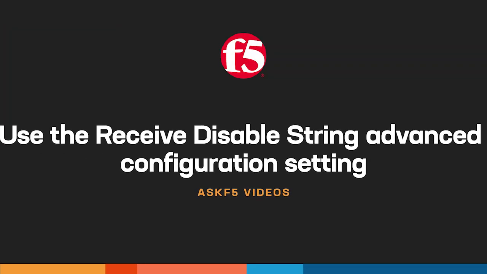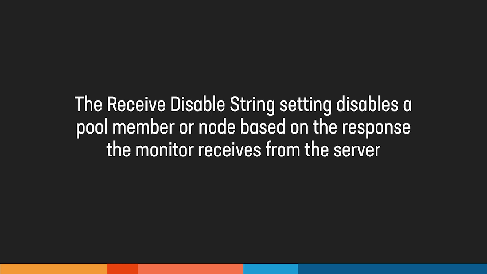Hi, in this video, ASCII-5 shows you how to use the Receive Disable String Advanced Configuration setting. You can use the Receive Disable String setting to disable a pool member or node based on the response the monitor receives from the server.